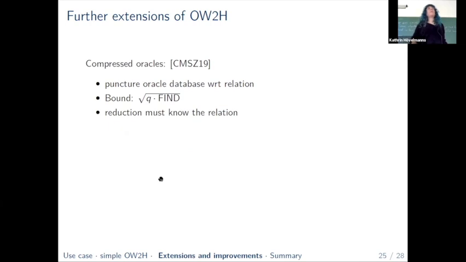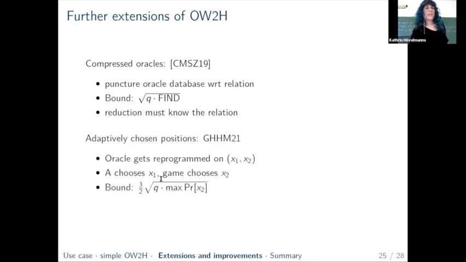Now I want to briefly mention further extensions of one-way-to-hiding. The first extension was given in 2019 and generalized semi-classical one-way-to-hiding to the compressed oracle model. What the authors do there is to puncture the oracle database with respect to a relation. And the relation, you can think of it as the puncturing set. And since it's a generalization of semi-classical, the bound looks a bit similar. And again, what we do need is that the reduction knows the relation.